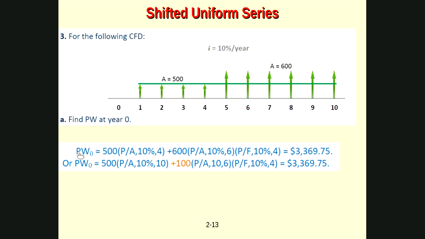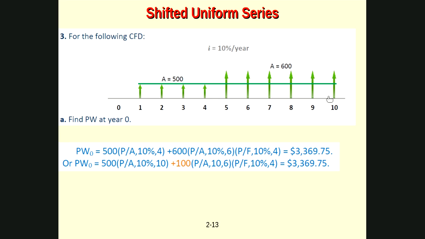So on the second way of solving this problem, you can use the 500 since it's common between the 600 and the 500. The 500 is common between them. So you can use the 500 as an annual from 1 to 10 and you convert them all in one step using P given A for 10% for 10 years. Why is 10 years here? Because the 500 applied from 1 to 10.